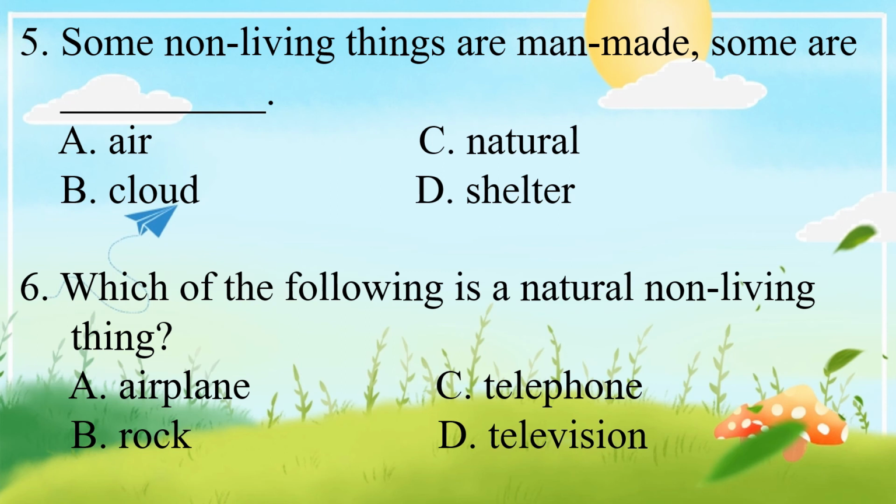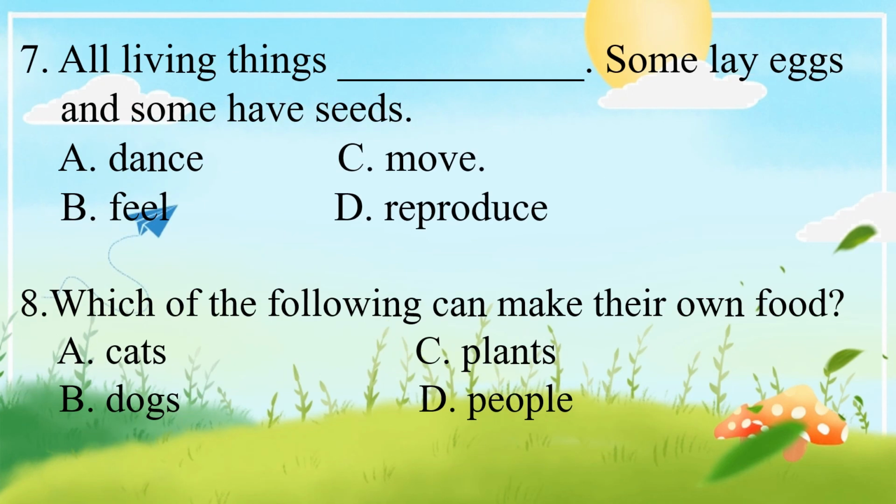Number 6. Which of the following is a natural non-living thing? A. Airplane. B. Rock. C. Telephone. D. Television. Number 7. All living things blank. Some lay eggs and some have seeds. A. Dance. B. Feel. C. Move. D. Reproduce.